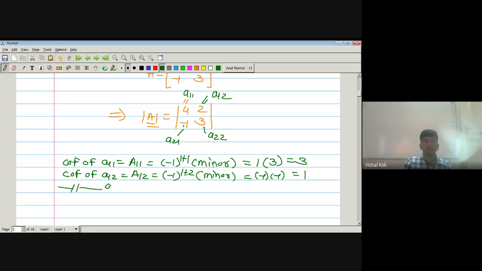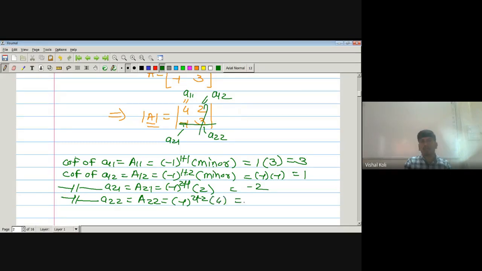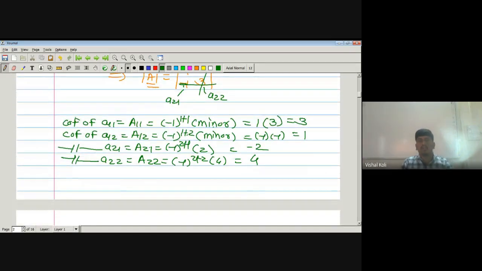Now, the cofactor of the element A21, denoted by capital A21, is minus 1 to the power 2 plus 1 into its minor, which is 2, and which is equal to minus 1 into 2, that is minus 2. Similarly, the cofactor of the element A22, denoted by A22, is minus 1 to the power 2 plus 2, and its minor is 4, where minus 1 to the power 2 plus 2 is a positive number, into 4. Okay, so these are the cofactors of the elements of the determinant of A.